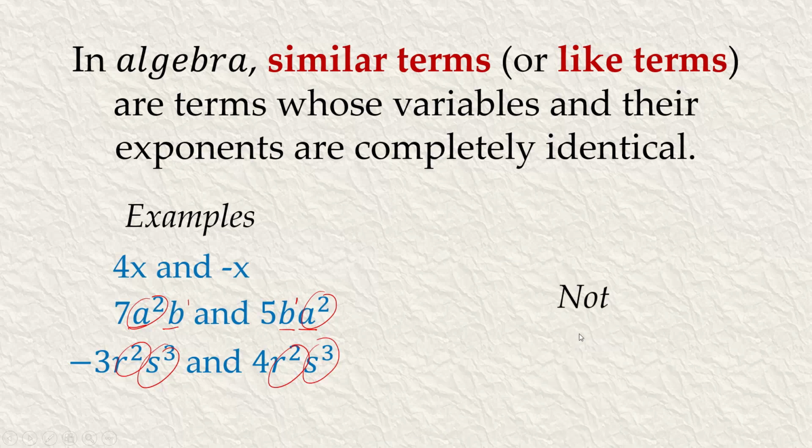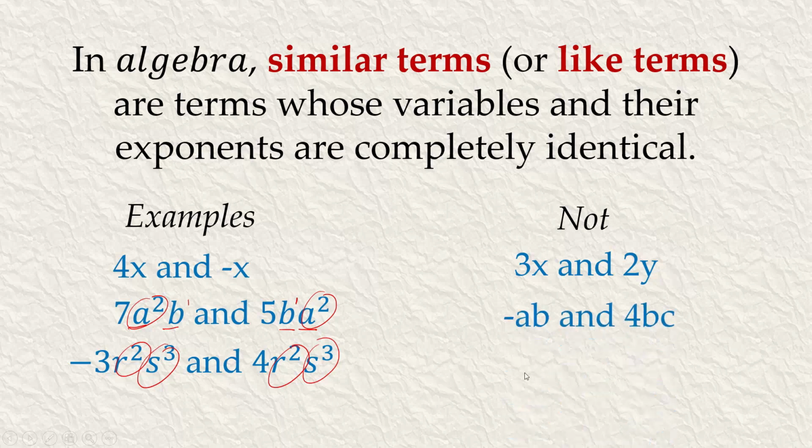Now let's go to the non-examples. We have here 3x and 2y. Obviously, we have an x and a y. They are not similar terms. Let's have the next one. We have negative ab and 4bc. With these two terms, they have a common variable, and that's b. But one has ab and the other one has bc. So the variables are not the same automatically. They are not similar.